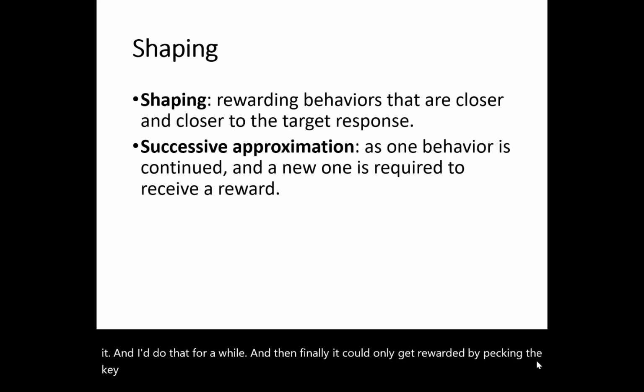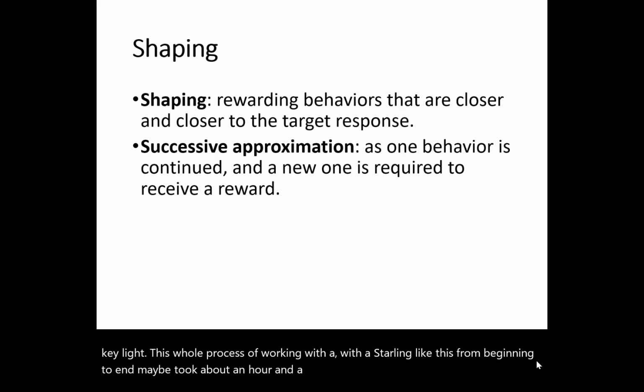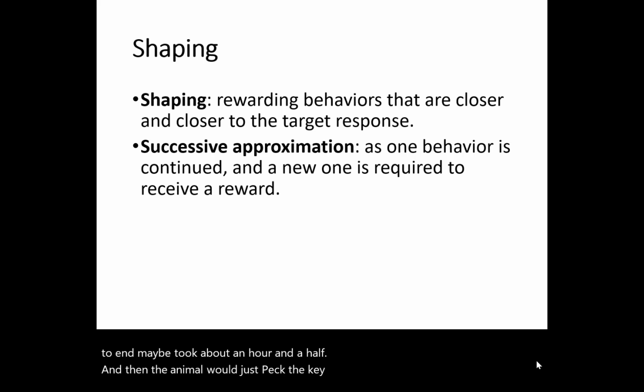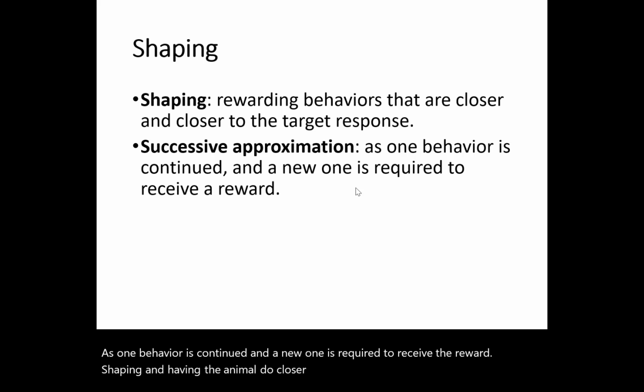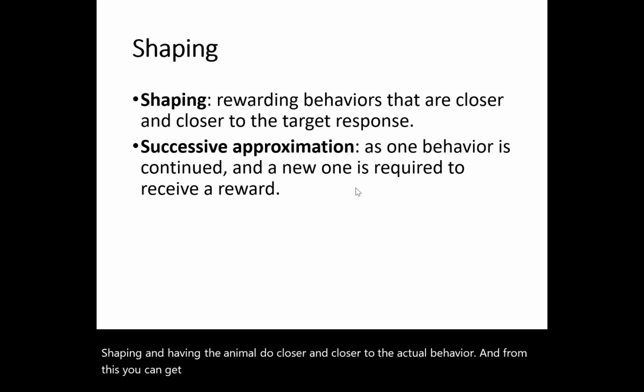This whole process of working with a starling like this, from beginning to end, maybe took about an hour and a half. And then the animal would just peck the key light to get food. We call that systematic approximation, as one behavior is continued and a new one is required to receive the reward. Shaping, and having the animal do closer and closer to the actual behavior. And from this, you can get very complex behaviors.